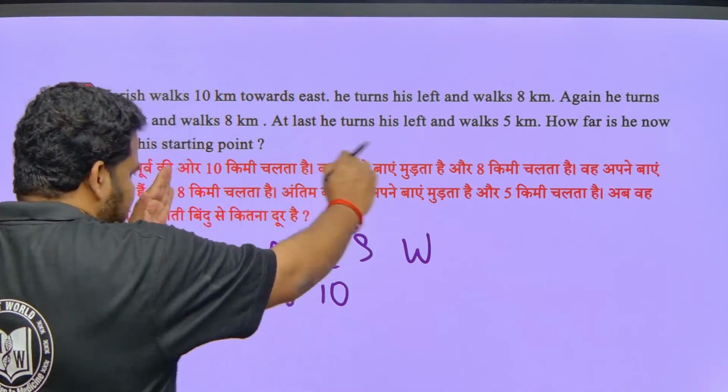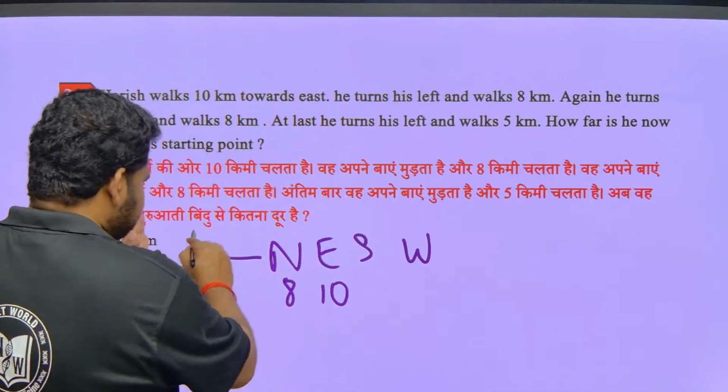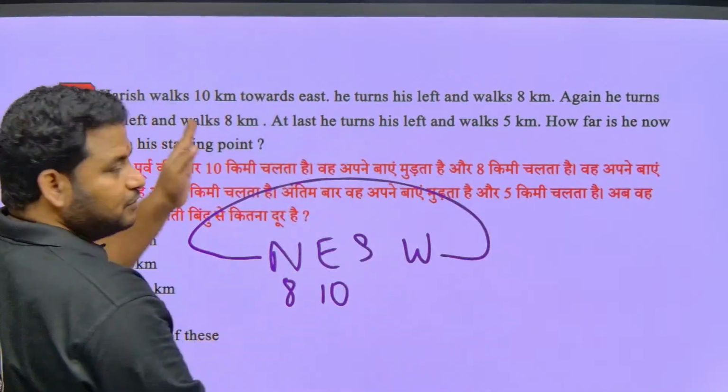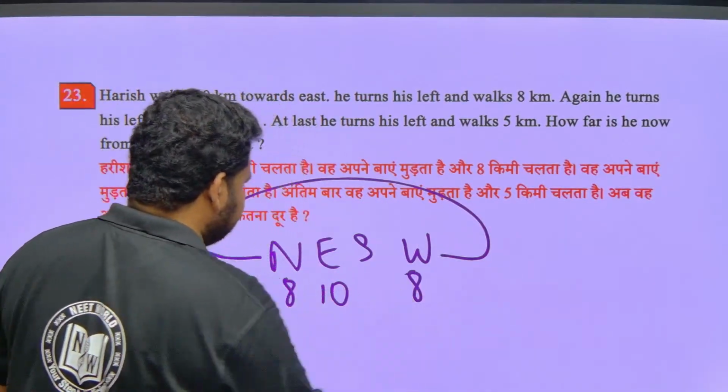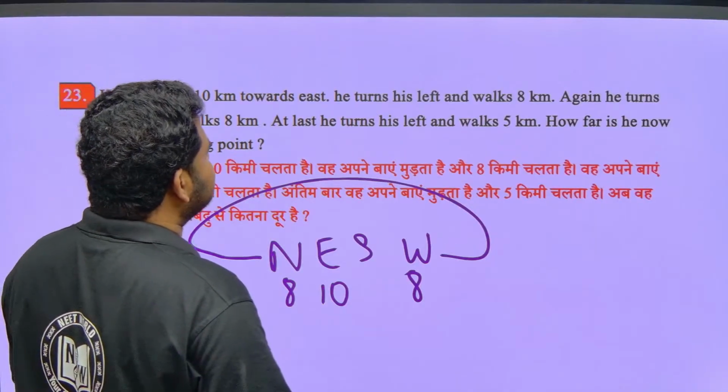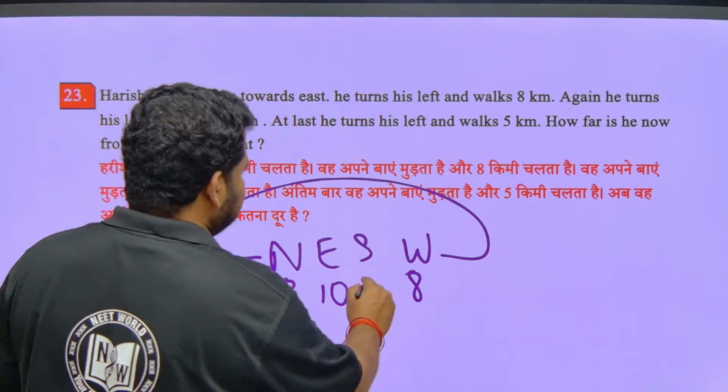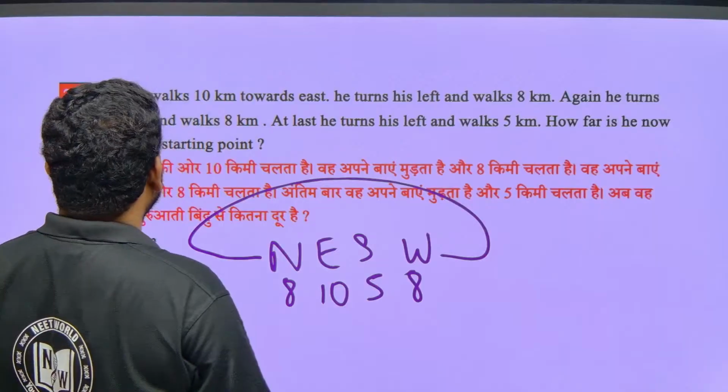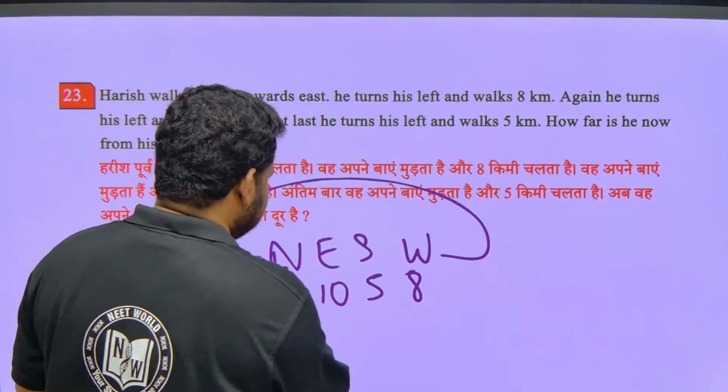From here, left means he will come to west. He walks 8 kilometers, done. Now, at last he turns to left and walks 5 kilometers. How far is he now from his starting point?